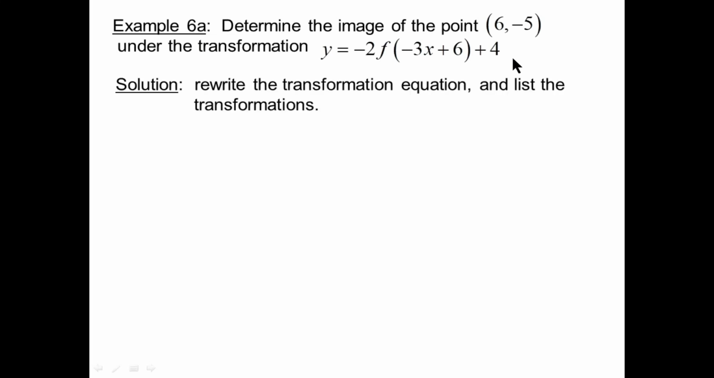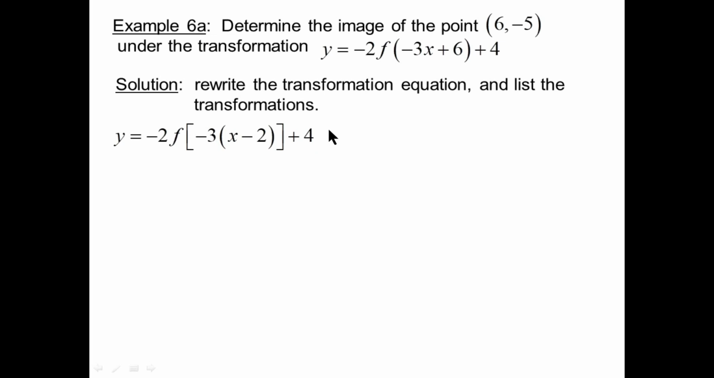To answer this question, we have to, first of all, rewrite the transformation equation because we want positive 1x. So we have to factor out the minus 3. And when you do so, you get this, and check it. If I were to multiply this out, I would get -3x + 6, which is good.